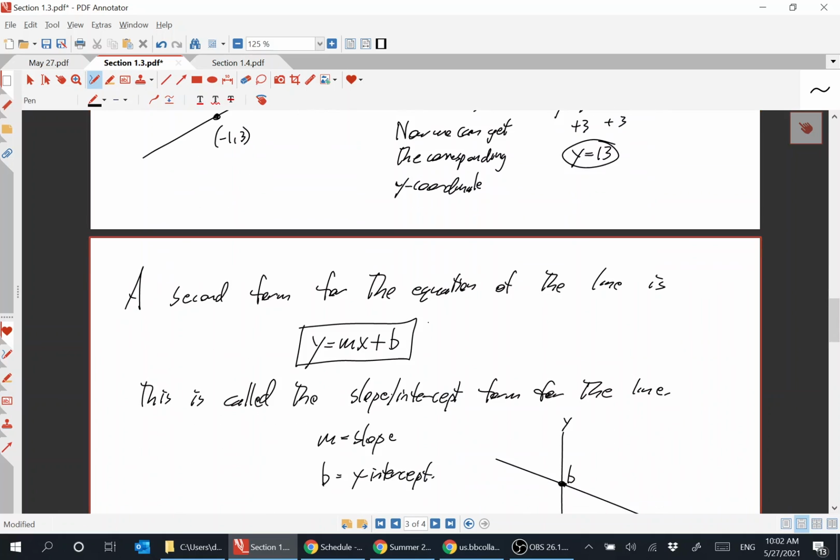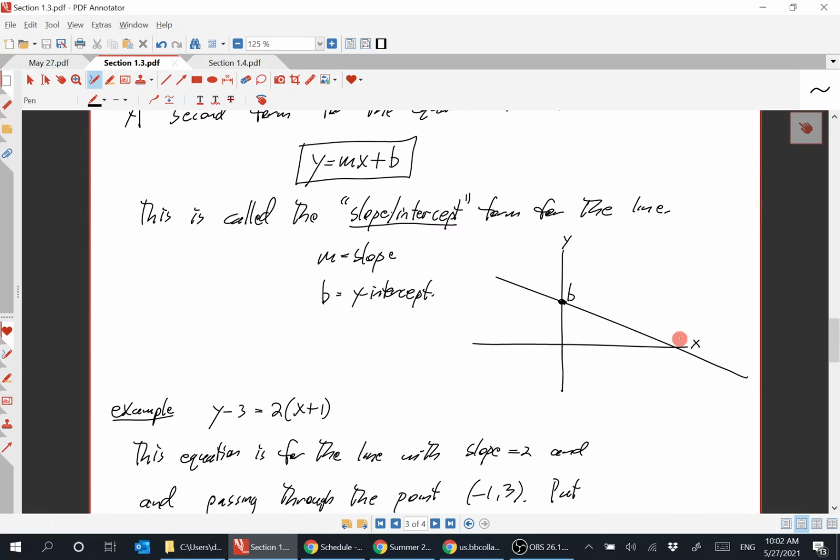You can do that. A second form for the equation of a line is this, and that's called the slope-intercept form for the line. So it is y equals mx plus b. M is the slope, and b is the y-intercept. So it looks like this. Here's b, and the slope of this thing is m. So this is a negative slope that I've drawn, but that b is right there. It's the intercept of the line with the y-axis.